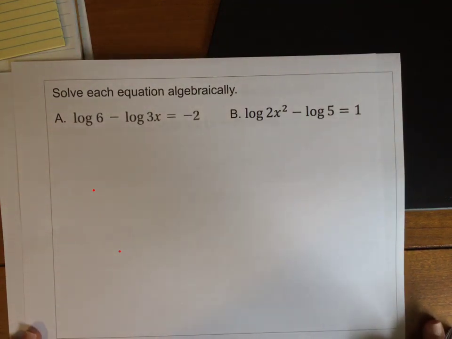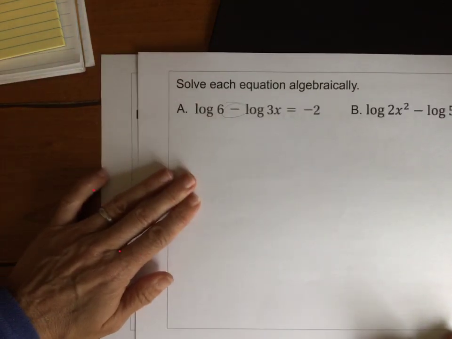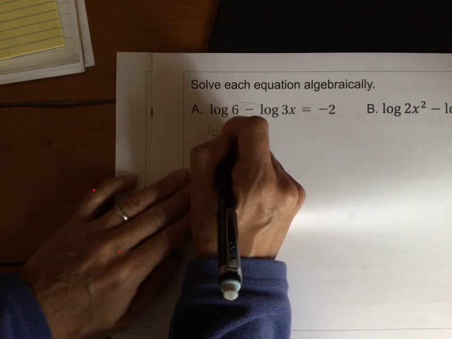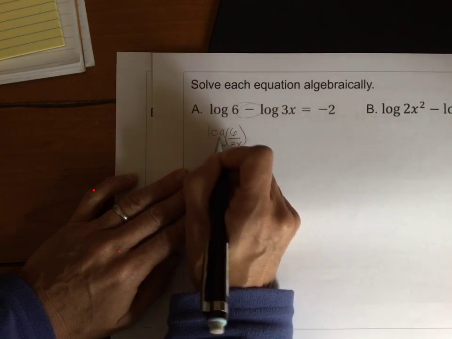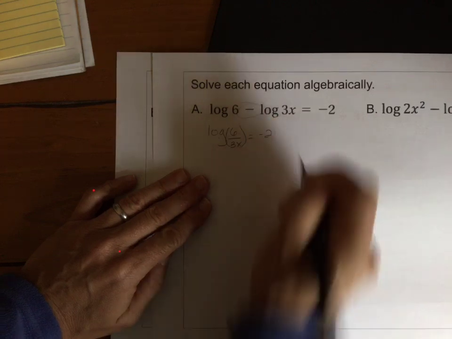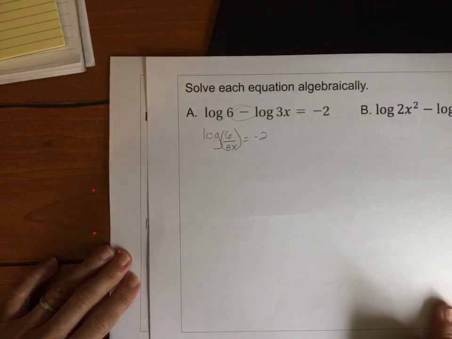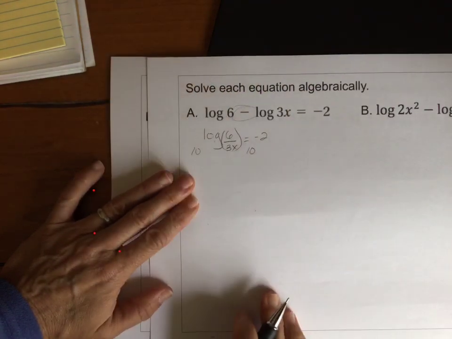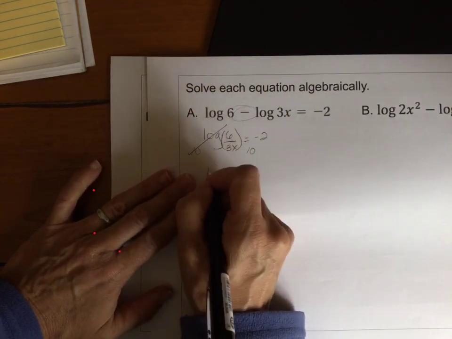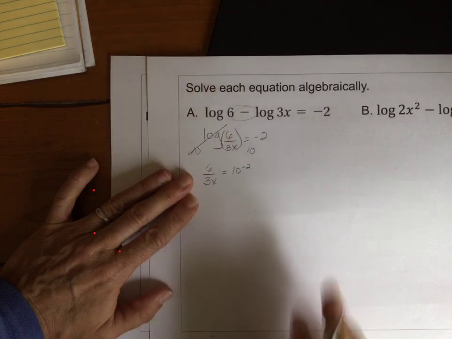All right, so again, we're using some properties of logs. So this negative here, this means division. So my first step on A might be to have log of 6 divided by 3x. And this is still log base 10. I want you to note that. And I'll zoom in a little bit. And now to undo this log, I'm going to use 10 to exponentiate both sides. And that undoes this side, giving me 6 over 3x equals 10 to the negative 2.